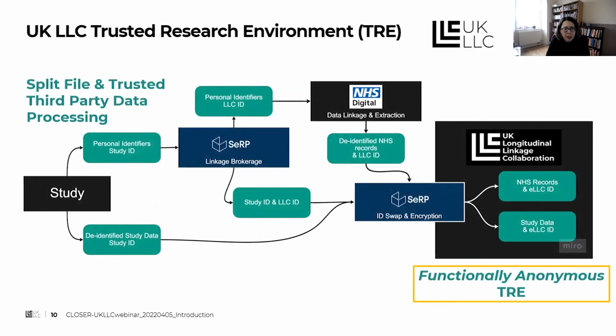And this is the data pipeline that we work with to show how we never see the participant identifiers. So the study provides the personal identifiers to our linkage brokerage service in Swansea, and they are the ones who send the personal identifiers to NHS Digital. We receive de-identified study data, which is then linked to the provision data from NHS Digital using a UK LLC ID, and then that is what is provisioned into the trusted research environment. So essentially, it is functionally anonymous.